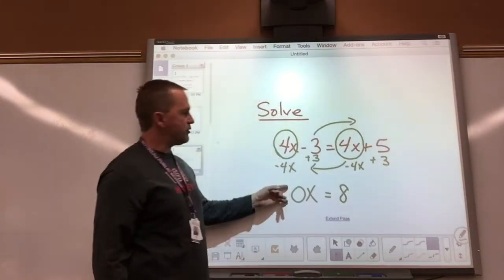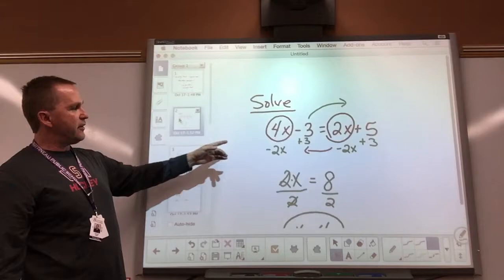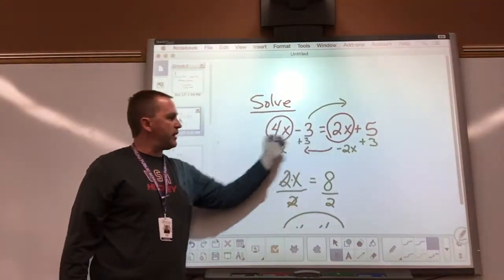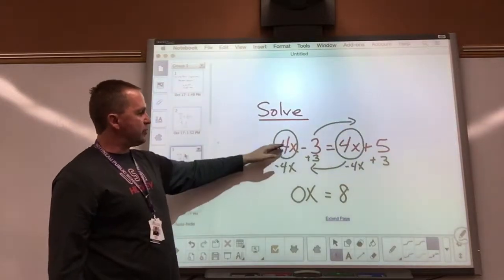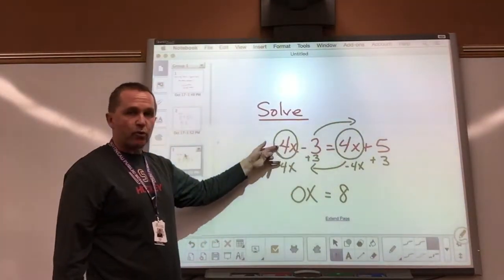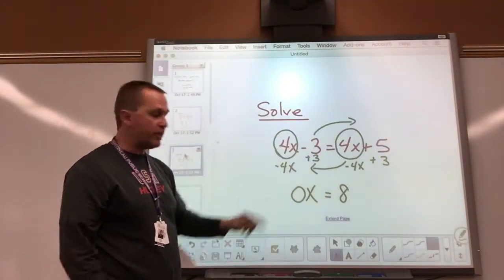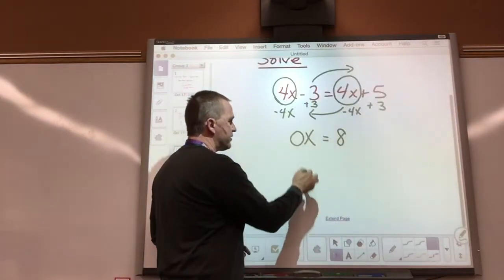So I hope you look at this problem and say, I did a lot of the same things I did here. I tried to get the x's to the left side, I tried to get the numbers to the right side. But in this case, because my x's dropped out, or there were none, I simply wrote 0x. And the reason I did that is for the next step.